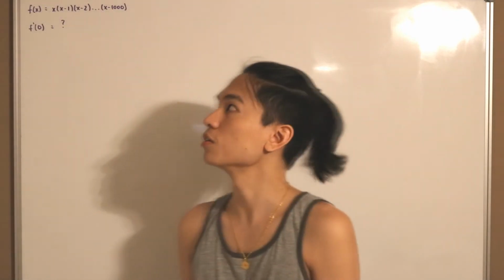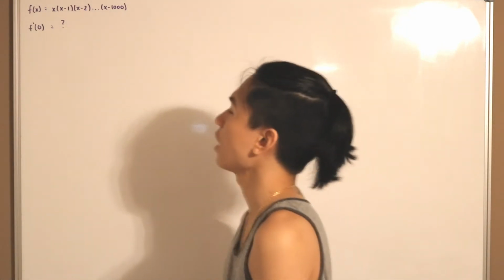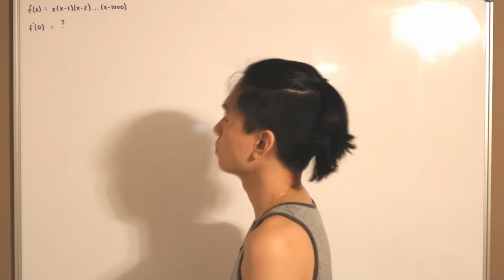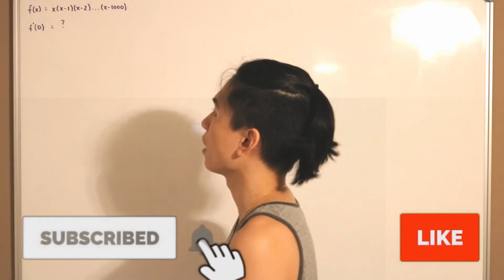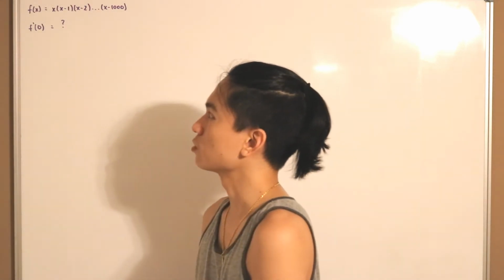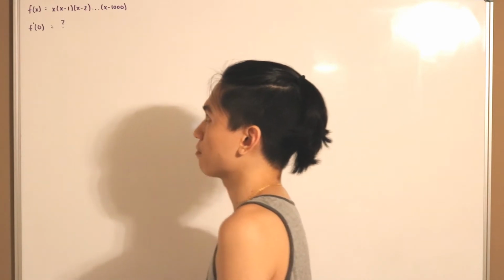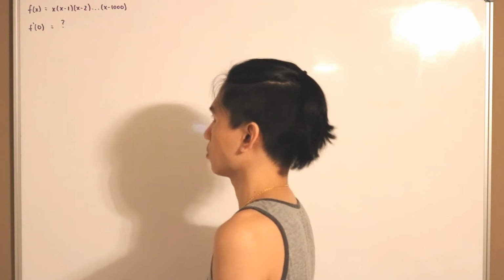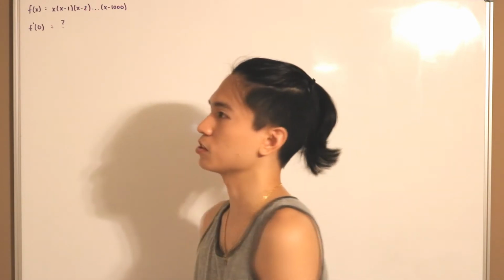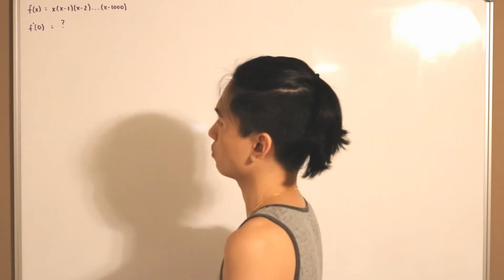Okay, so in today's video, we are given the function x multiplied by x minus 1 multiplied by x minus 2, and so on, being multiplied by x minus 1000. The question being asked is, what is f prime of 0 equal to? Meaning, when we take the derivative of the function given, what is the evaluation of the derivative when x is equal to 0?